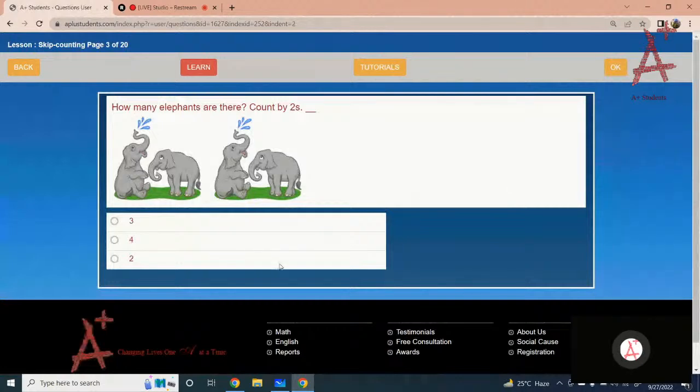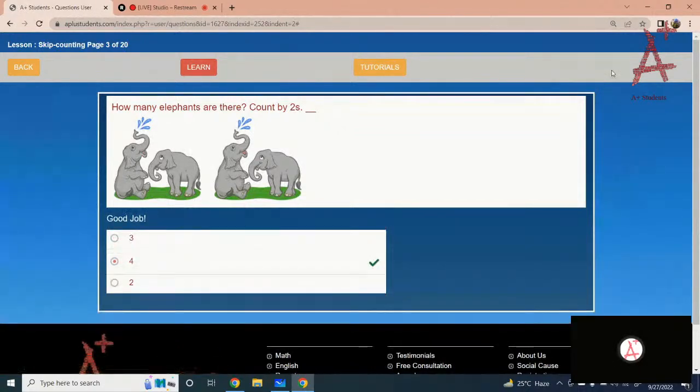Okay, how many elephants are there? Count by twos. So in each set you have two. So the first one is 2 and 2 is 4. So it is 4. Got it? Select the correct option and then click on the OK button.